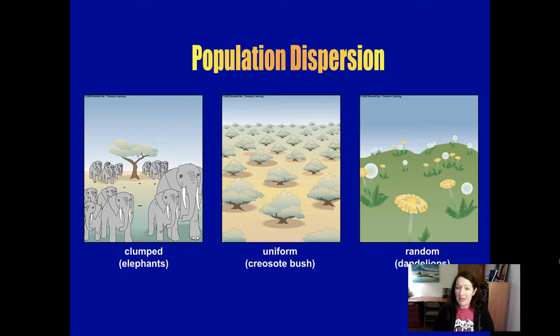Uniform distribution can happen naturally, but more often than not, it is a human-organized dispersion. So, especially when we do our agriculture and our farming, you're going to have things in neat rows to make it easier for us to access the plants that we need. So, often you'll see uniform distribution when you are in an agricultural setting. Random distribution, like the dandelions you see here in the picture, they just pop up wherever their seed happens to fall. So random distribution is very common in nature, especially for things like plants that just kind of randomly pop up wherever their seed falls.